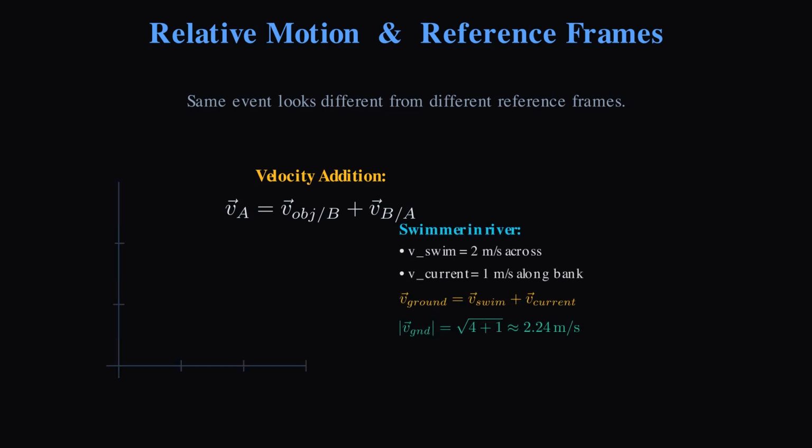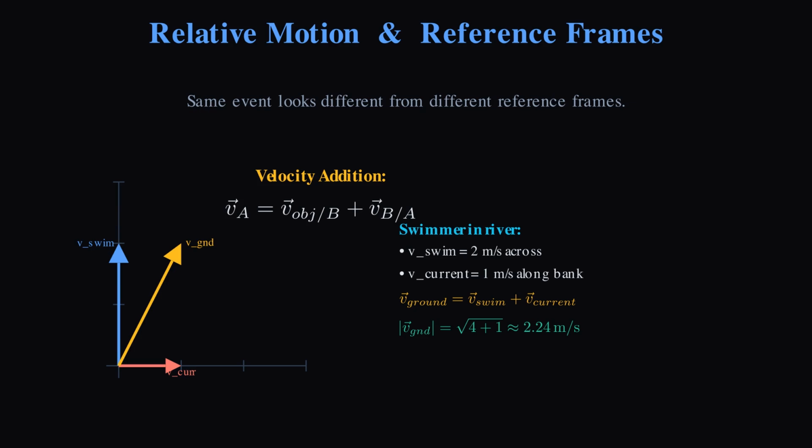The swimmer and river example illustrates this clearly. A swimmer can move at speed v_s relative to the water, say 2 meters per second. The river current flows at v_r perpendicular to the swimmer's target direction, say 1 meter per second to the right. If the swimmer aims straight across, the river carries them to the right while they cross. Their actual velocity relative to the ground is the vector sum of their swimming velocity and the current.